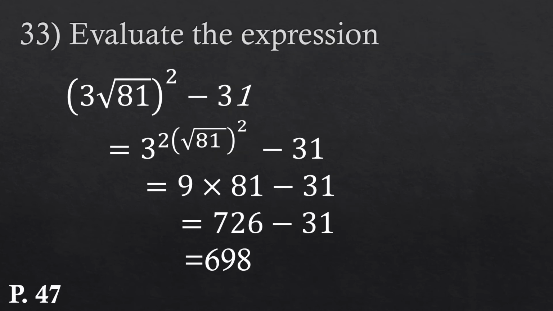Okay, students, exercise number 33, evaluate the expression. Here it is, our expression: 3 (square root of 81) power 2 minus 31. So the 2 will be for 3 and also for the square root of 81. So the square root goes with the power of 2 always. Okay, so it will be 81, and 3 times 3 equals 9, minus 31. So 9 times 81 is 729, minus 31 equals 698.